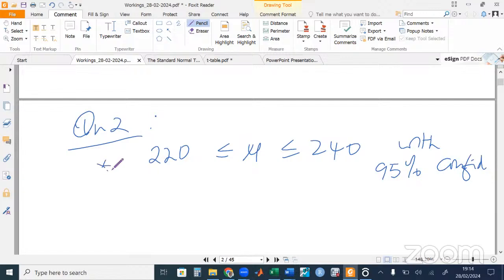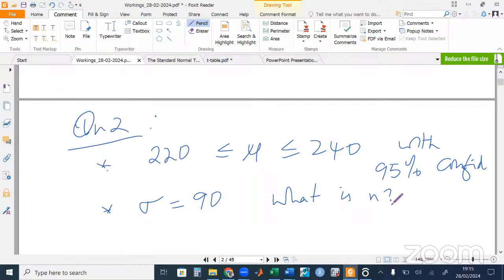We still need to know that we have the same standard deviation as $90. I think that is the only information we do have. So what is N? That is a key question. So we want to walk backward.